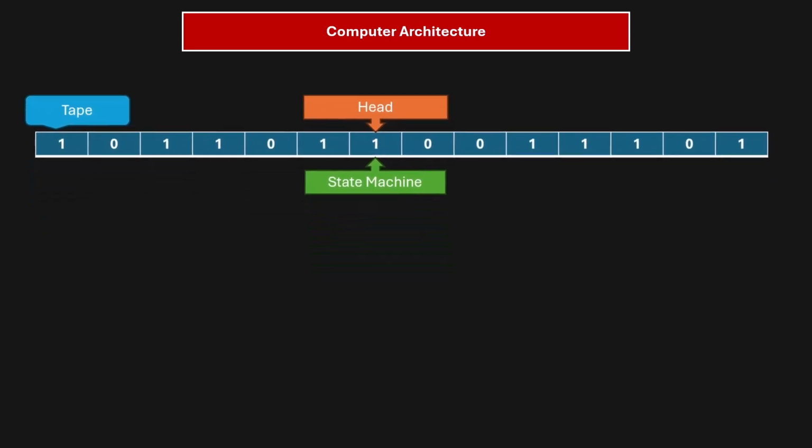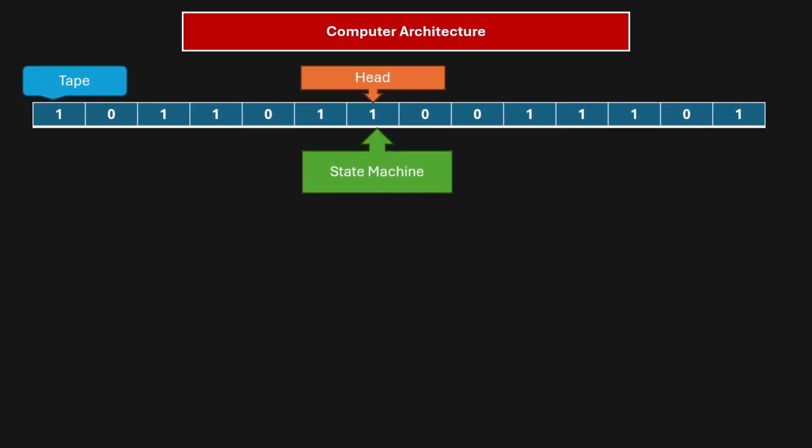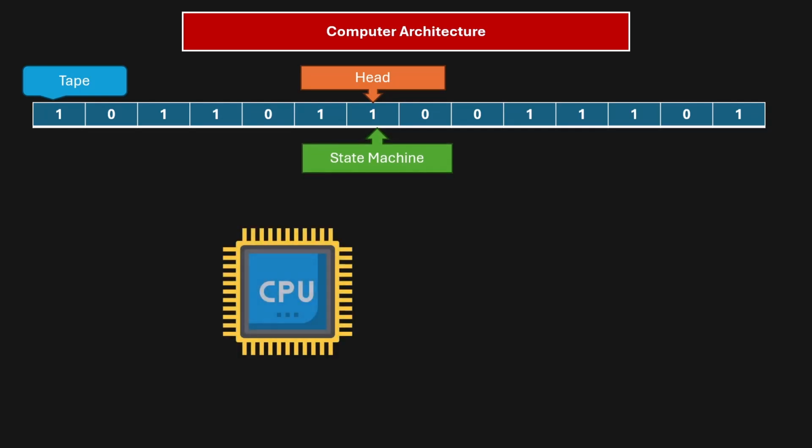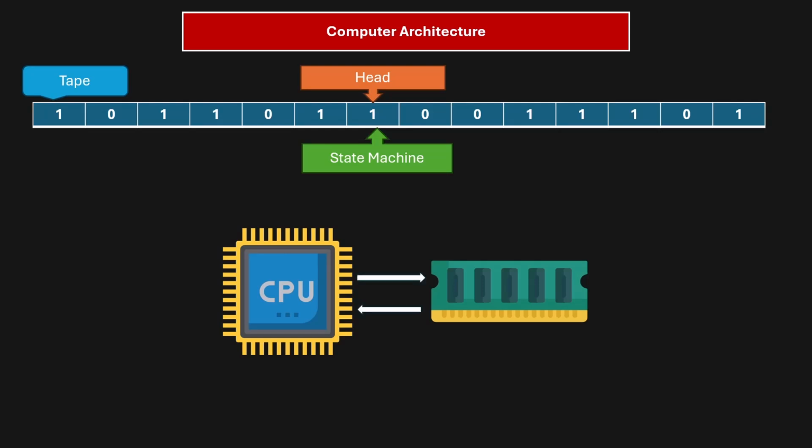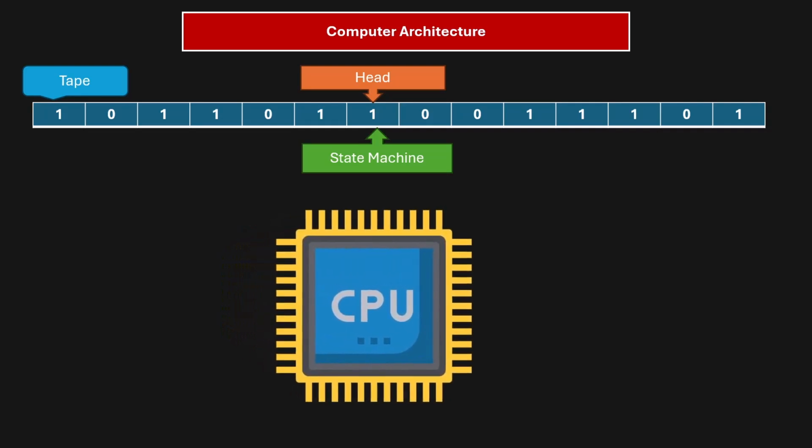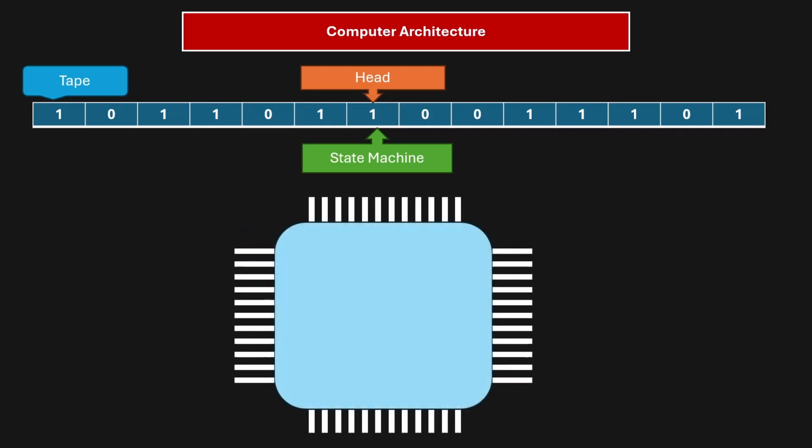The state machine of the Turing machine effectively plays the role of the CPU, and the tape plays the role of the memory. There is also a two-way connection between the CPU and memory, allowing the CPU to read from and write to memory. Now, let's take a more detailed look at the CPU. In the CPU, we need a unit that performs computations, which is called the ALU, Arithmetic Logic Unit.